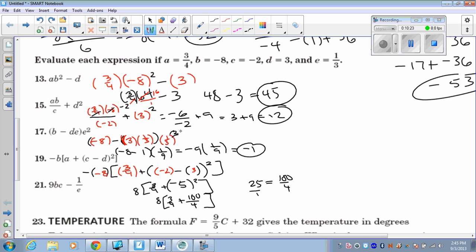Notice again, negative 5 squared ends up being positive 100 because the negative is inside with the parentheses. I really did negative 5 times negative 5. Alright, so now I have a common denominator. 8 still outside, but now I have 103 over 4.